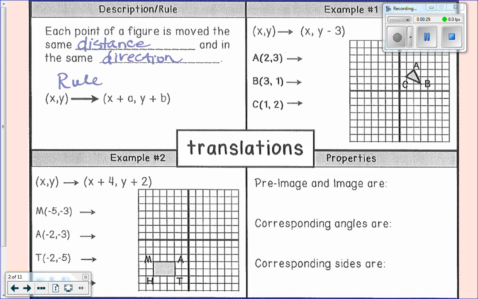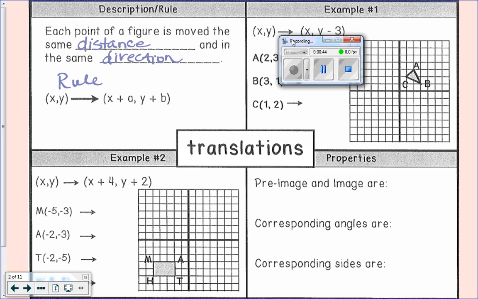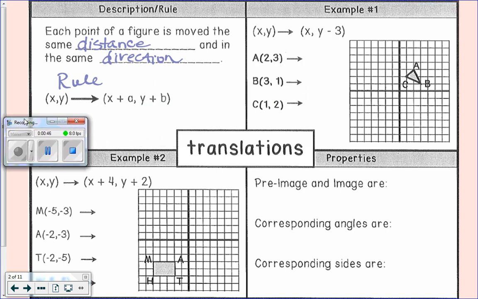So we have our original points, and then our x value, we're going to add or subtract a certain number of units, and then our y value, we're going to add or subtract a certain number of units. So let's see what that looks like. In example number 1, we have a rule (x, y minus 3). Our x value, we're not moving it. What does that mean? It's going to stay the same, okay?